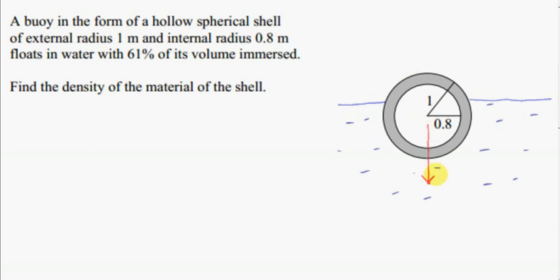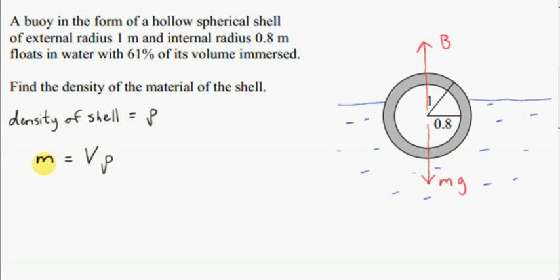We have its weight, mg, and there's a buoyancy force, equal and opposite. Let's suppose that the density of the shell is rho. We will get m in terms of the density. We can find the volume. We want the volume of the outer sphere minus the volume of the inner sphere. That'll give us the volume of the shell.